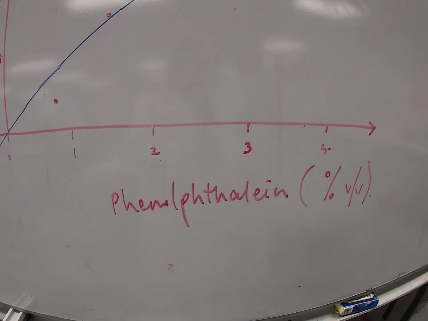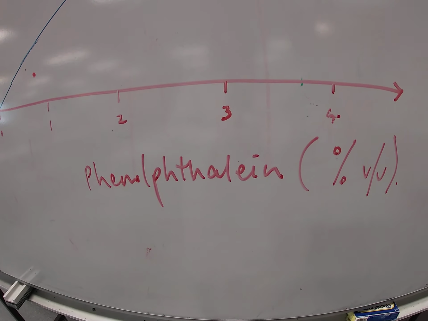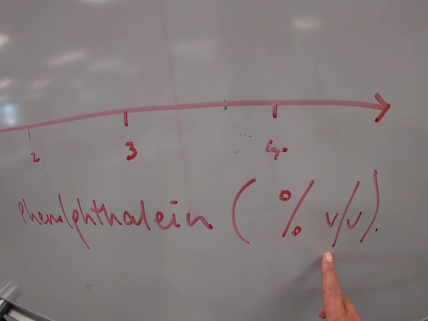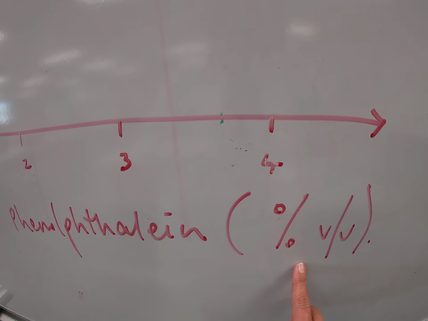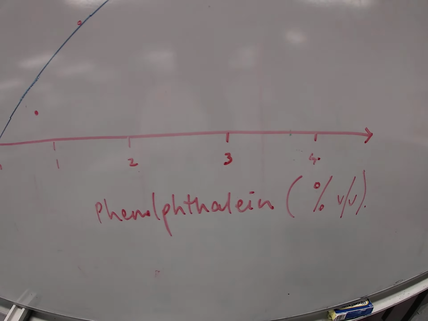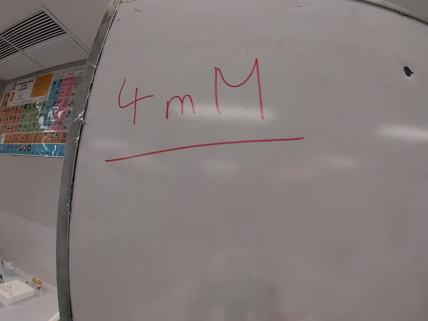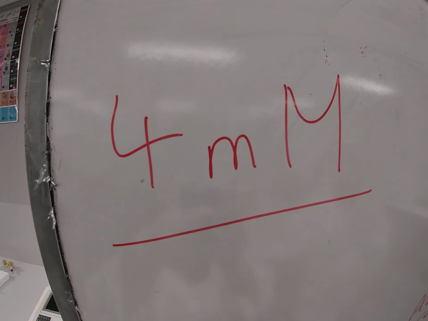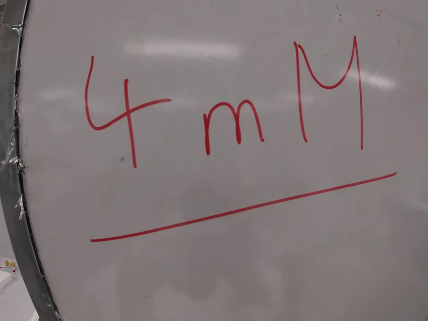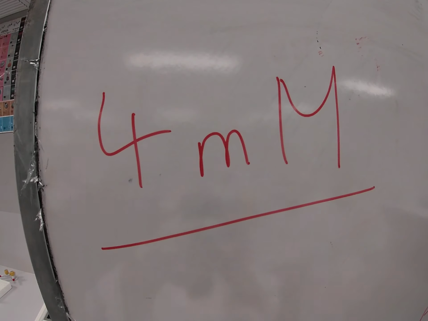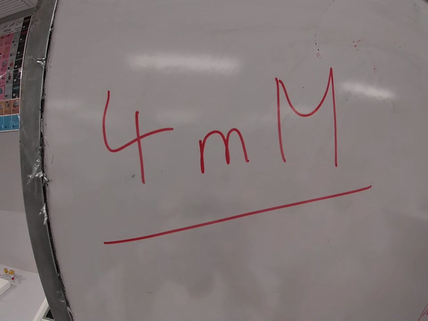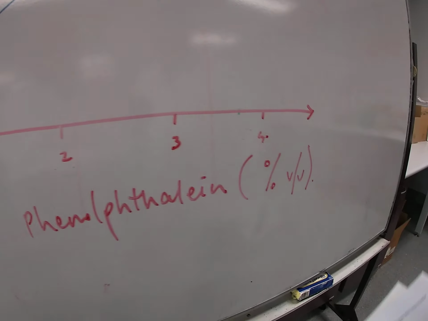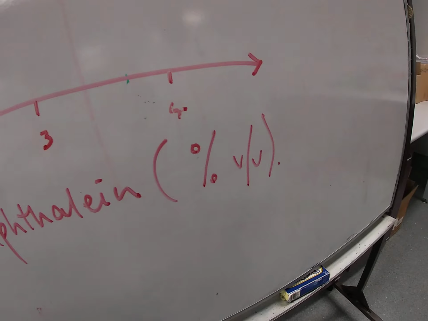Down here on our x-axis, we have the concentration of phenolphthalein. And note, even though we're using percent volume per volume, the real concentration of phenolphthalein used was in fact 4 millimolar. But we don't normally use these units in this Prac, because normally the Prac is delivered before students are exposed to the concept of the mole and molarity. Hence, to simplify, we use the concept of percentage to start off with.